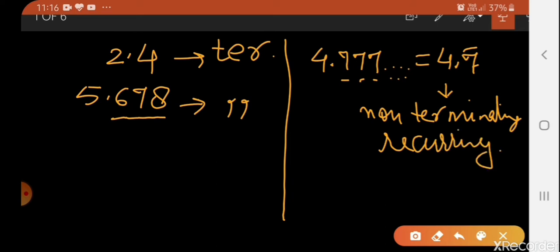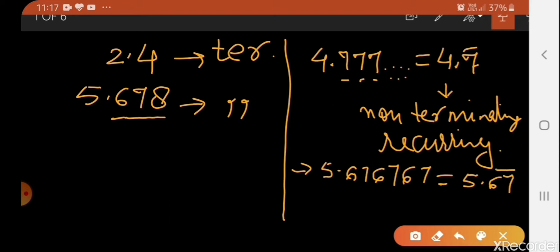Or take one more example, 5.676767. This can be equivalent to 5.67 bar. Here again, you can see 676767 is repeating itself after the decimal and not going to terminate. So we can say that this number is also a non-terminating recurring number.